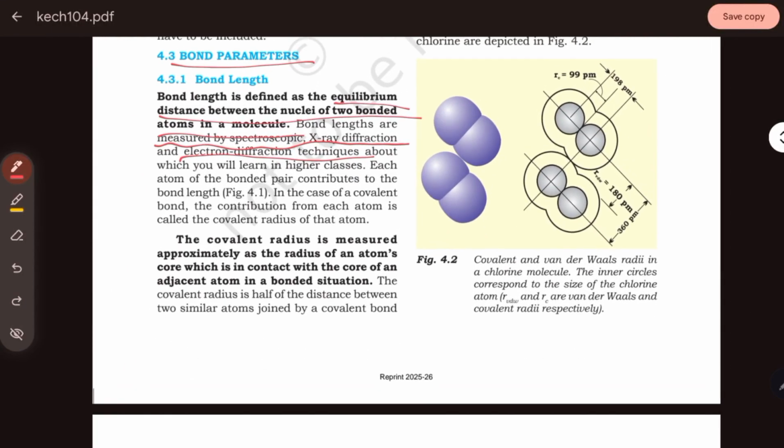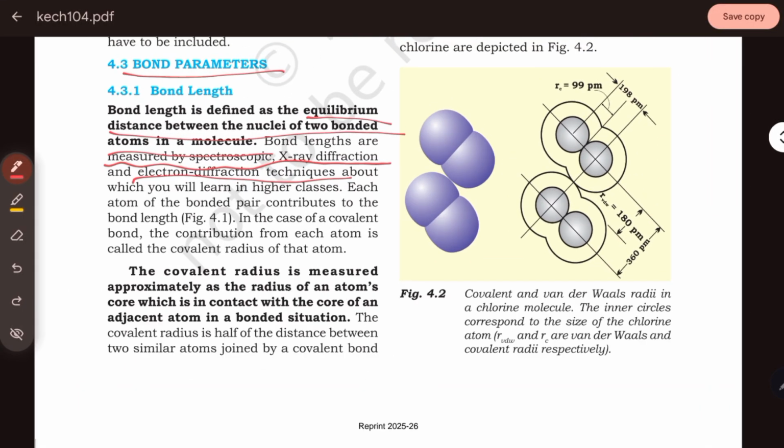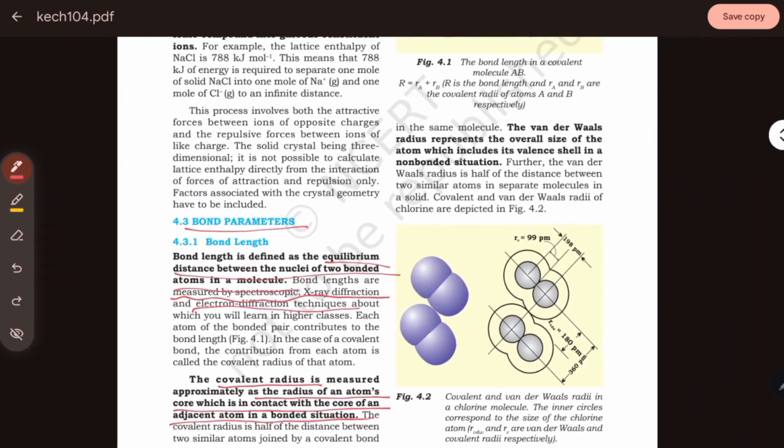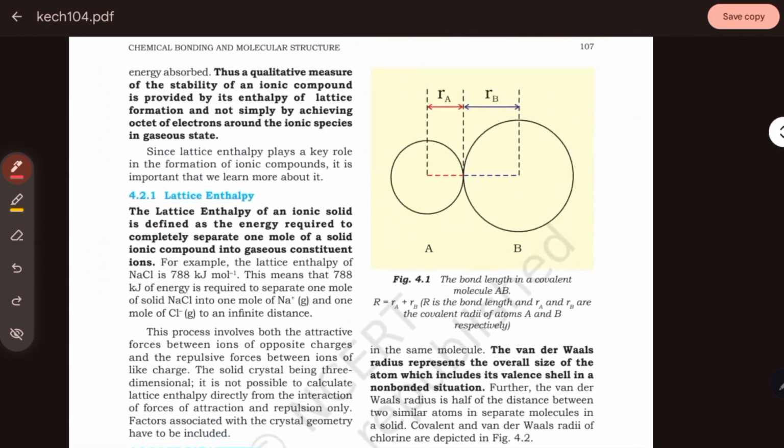Now it depends on what type of radius you will get. If you get a covalent bond, so covalent radius, how is it measured? It is the radius of an atom's core which is in contact with the core of another adjacent atom in a bonded situation. So obviously it exists between two atoms which are forming a molecule by mutual sharing of electrons.